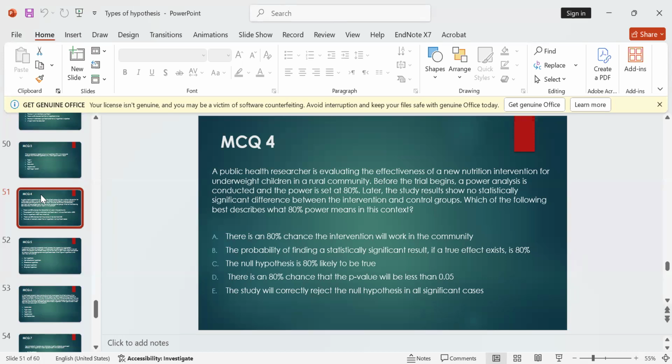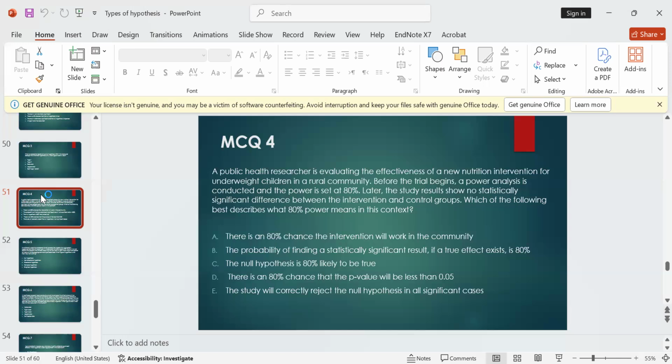A, there is an 80% chance the intervention will work in the community. B, the probability of finding a statistically significant result if a true effect exists is 80%. C, the null hypothesis is 80% likely to be true. D, there is an 80% chance that the p-value will be less than 0.05. Or E, the study will correctly reject the null hypothesis in all significant cases.